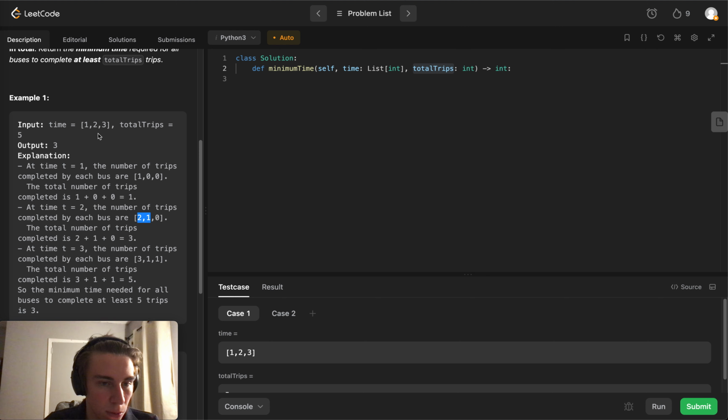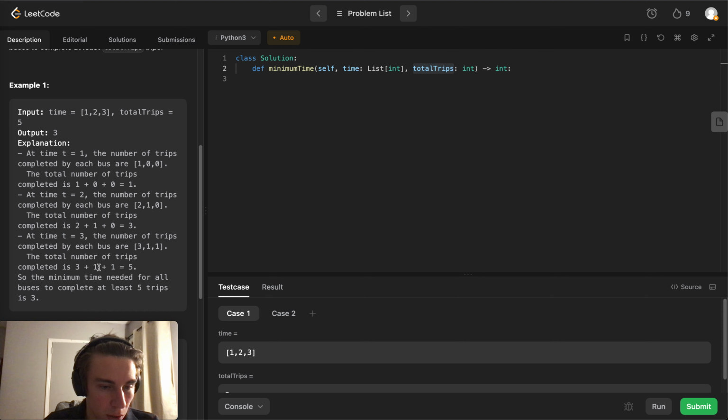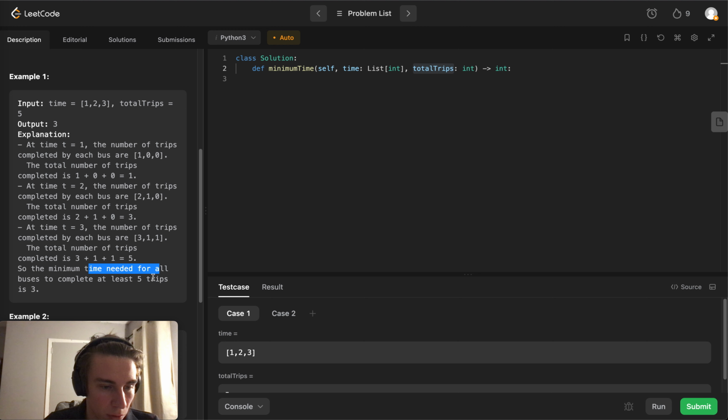At T2, we have 2 divided by 1 is 2, and 2 divided by 2 is 1, so 2, 1. Sum is 3. And at T3, the total number of trips completed is 3 divided by 1 is 3, 3 divided by 2 is 1, the Pythonic or the computer way of dividing, and 3 divided by 3 is 1. Total number of trips completed is 3, 1, 1, which is 5. So the minimum time needed for all the buses to complete is 3.